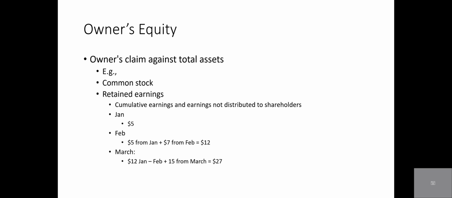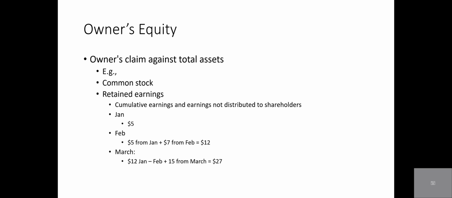Owner's equity. Owner's equity is a claim against total assets. An example is retained earnings. I know there is also common stock, but I'm not going to touch it. It's more than basics, so when we get there, we will also be touching that.